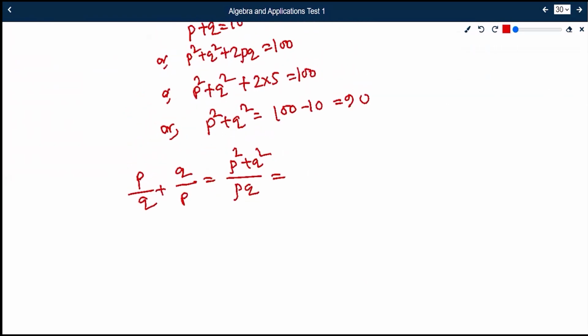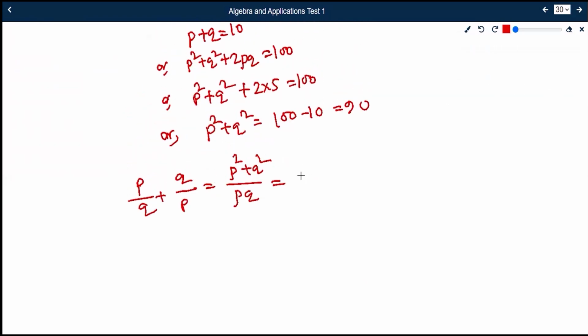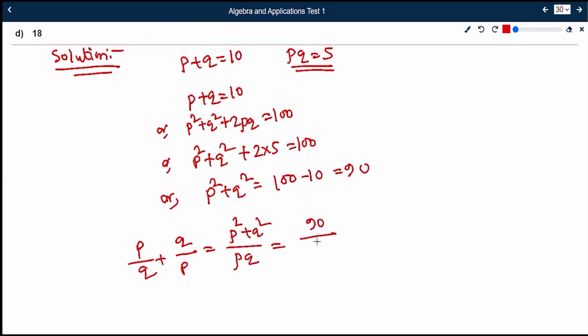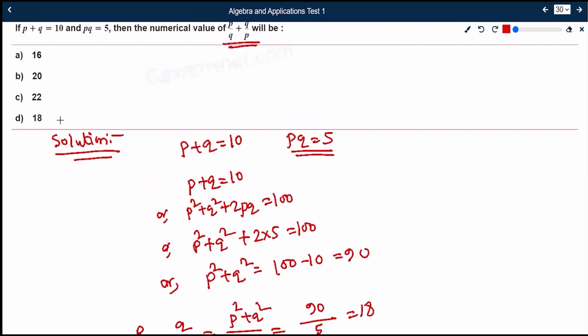Now we have just got the value of P square plus Q square, that is 90, and already the value of PQ was given, so 5, that means the answer is 18. So here option D is the correct one.